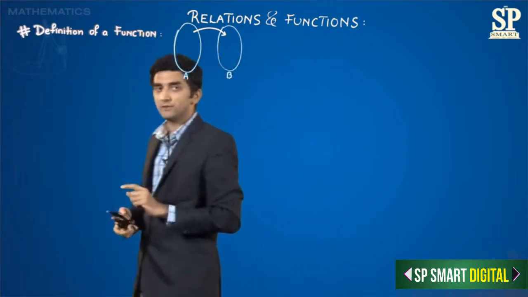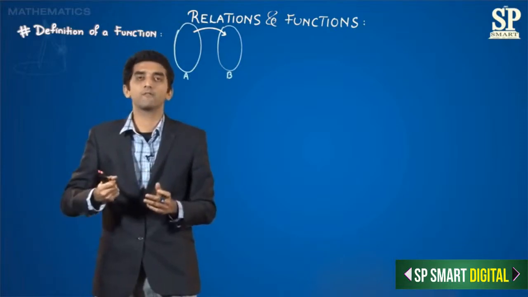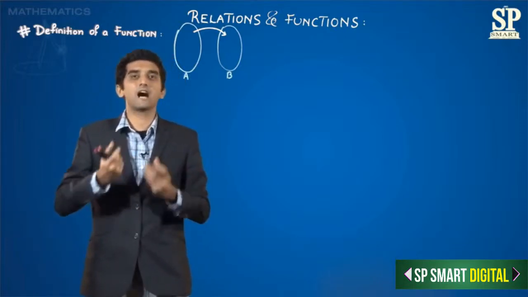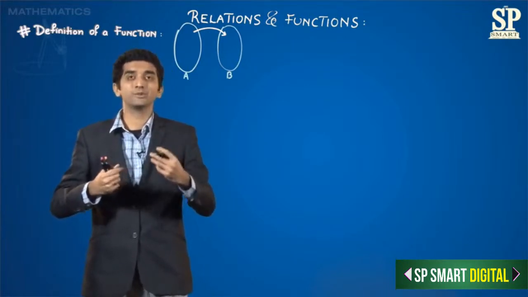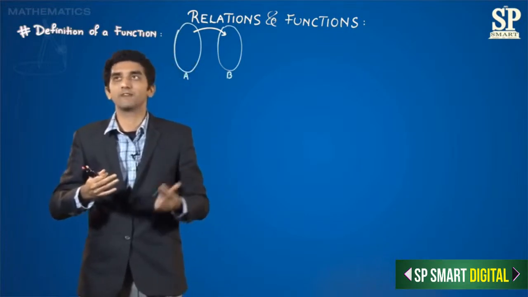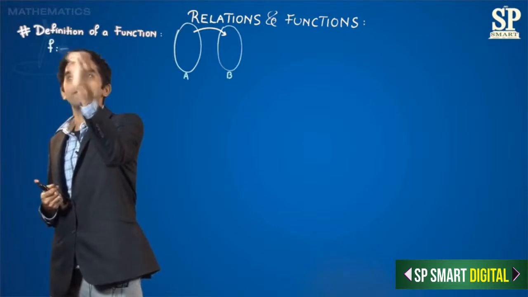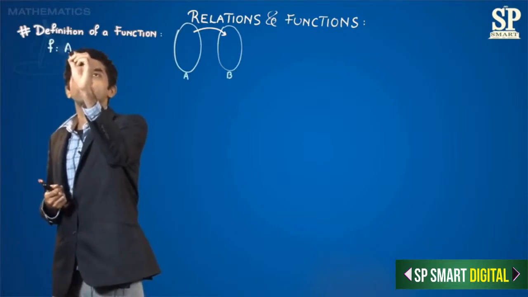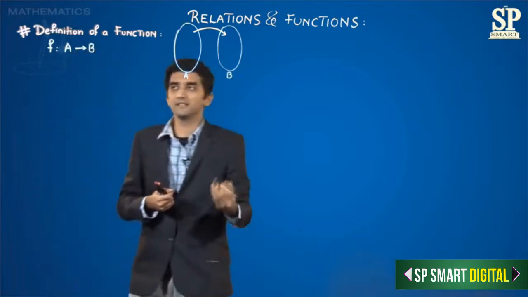Now, on the basis of this definition, let's first look at the symbolic representation of a function. In a relation, capital R was the alphabet frequently used to represent it. In functions, naturally it is the alphabet F. So what we generally write is: F is a function which connects set A to set B.